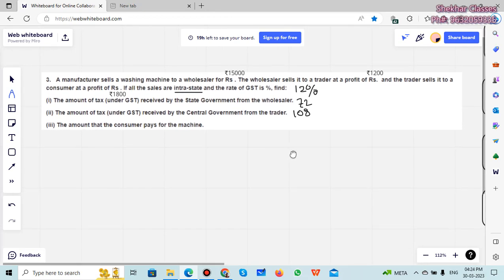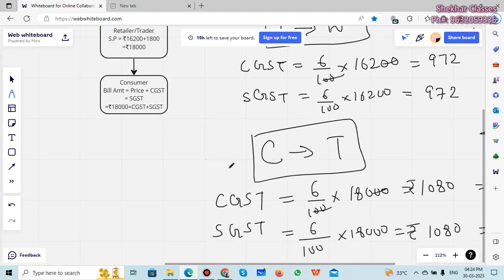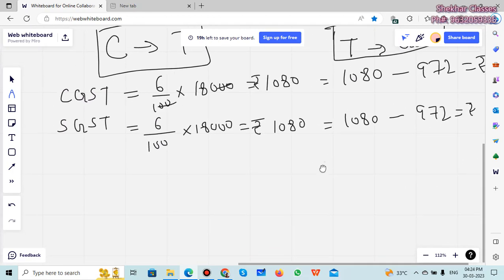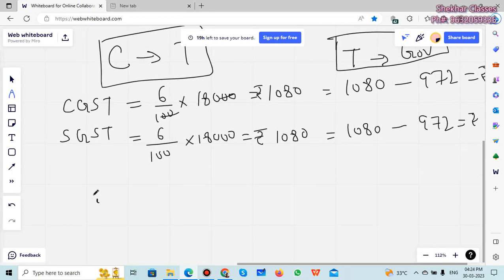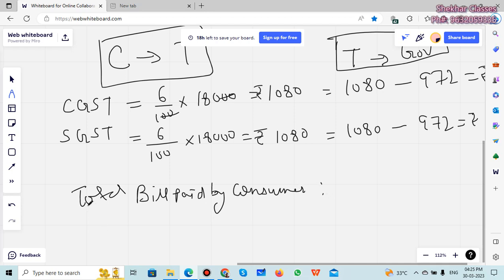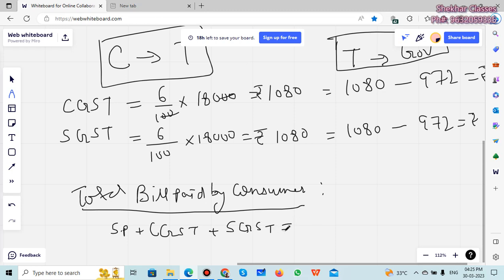Now the amount the consumer paid for the machine. So how much will the consumer pay? He has paid 18,000 plus tax. Total bill paid by the consumer will be equal to selling price plus CGST plus SGST.